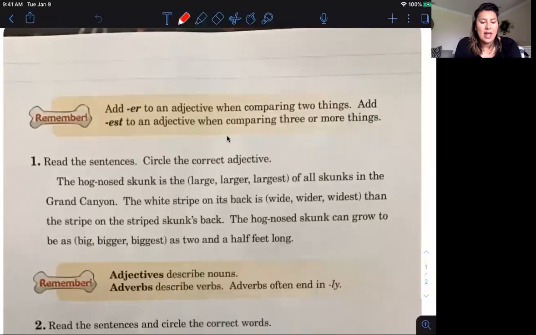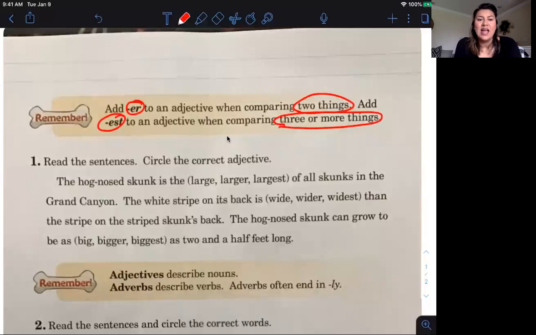Right at the top, let me share my screen so we can read it together, even though I know you have it in front of you. All right, add -er (bigger) to an adjective when comparing only two things. So when it's only two, you're going to add -er. Add -est (biggest) to an adjective when comparing three or more. So when it's three or more, you're adding -est. Can you handle that? Yes, of course you can.